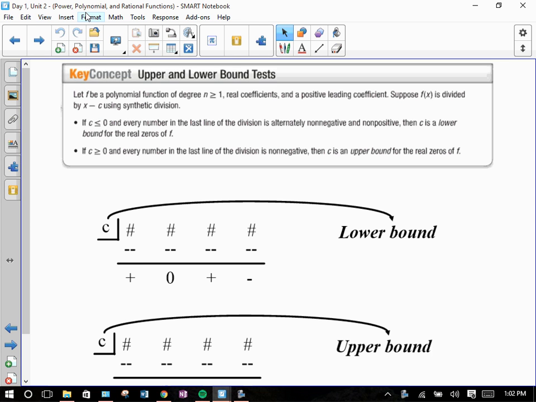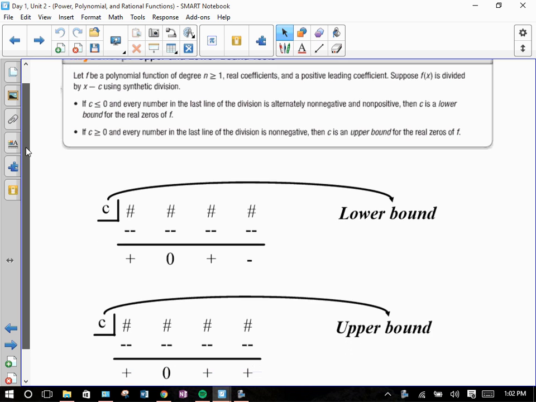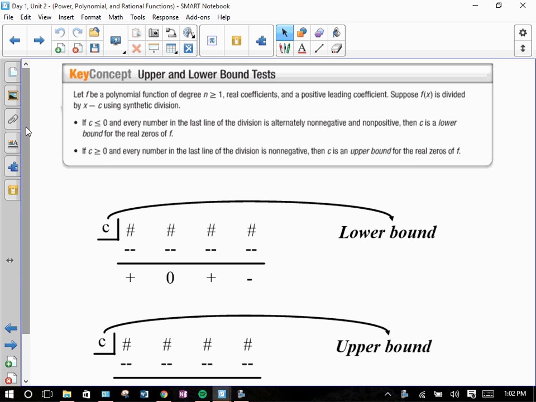This is what we have. The first thing that we have is called an upper and lower bound test. Upper and lower bound test. So you're going to want to write that down. And this right here, you don't necessarily need to write all this down, because this right here is going to explain what this says up here. All right. So again, upper and lower bound tests.